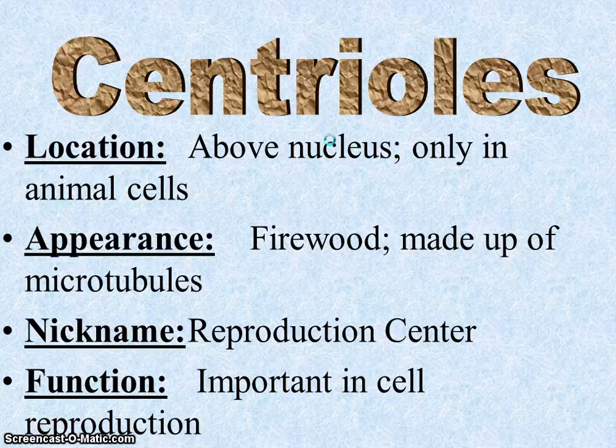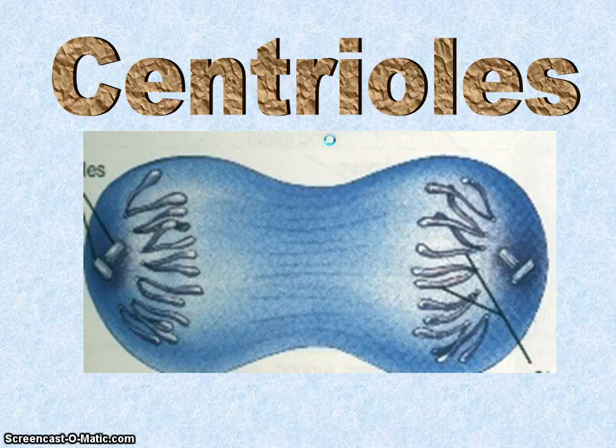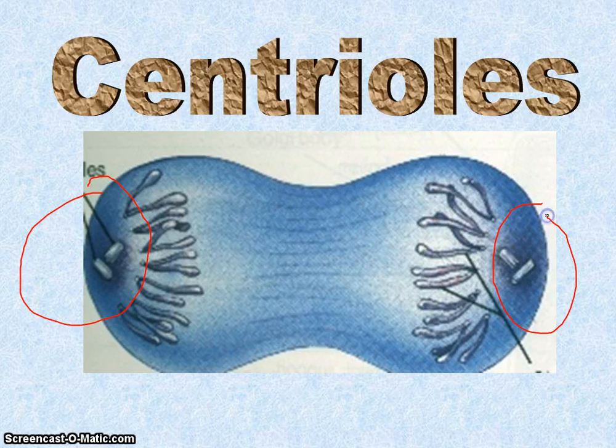Centrioles are going to be very important in animal cell reproduction. So this is only found in the animal cell. And we do find this above the nucleus, and to me it looks like a stack of firewood. And it is made up of microtubules. So we could kind of call this the reproduction center. And we'll talk more about this as we talk about the cell cycle. Okay, the centrioles will move to opposite ends of the cell as the cell starts to divide.